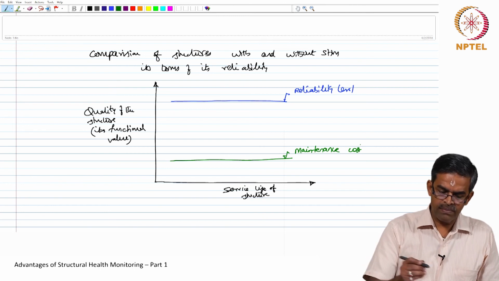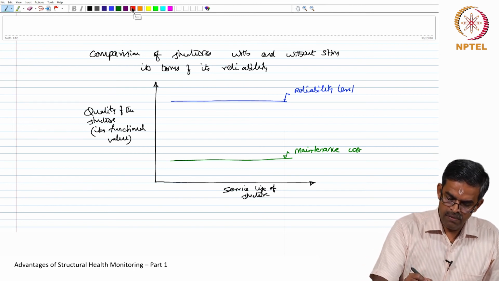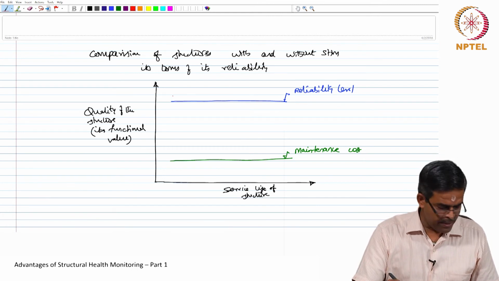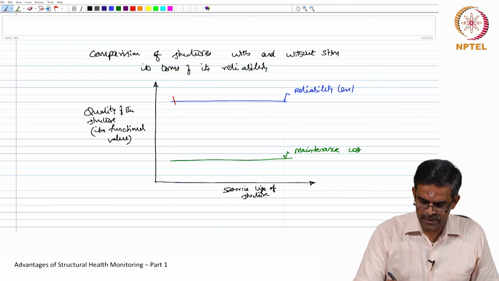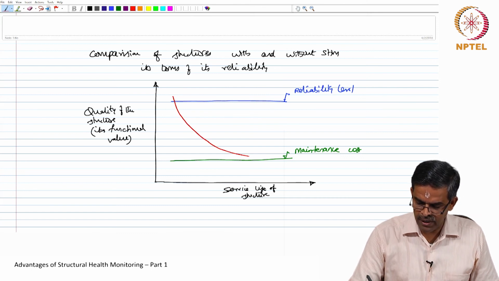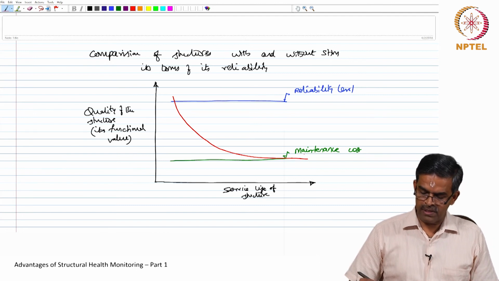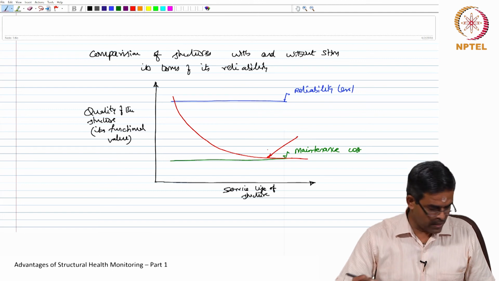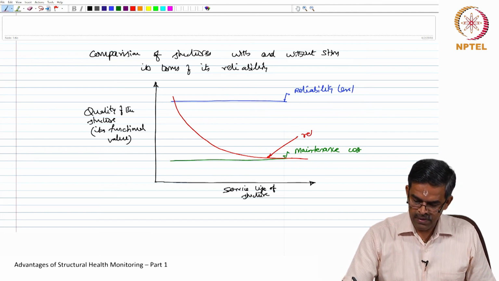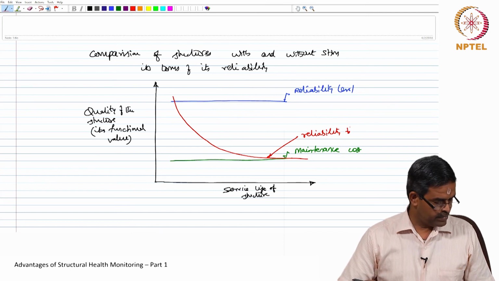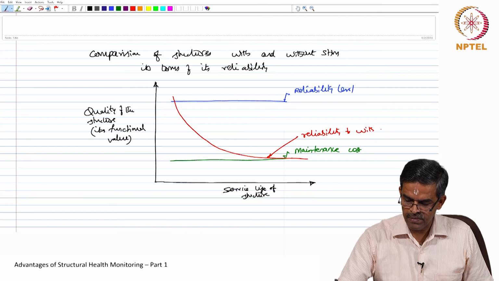If I have a system which is without SHM, reliability initially will be very high and reliability decreases with decrease in quality as the service life of the structure increases. So, this indicates there is a reduction in reliability with age, which is true with structures without SHM.